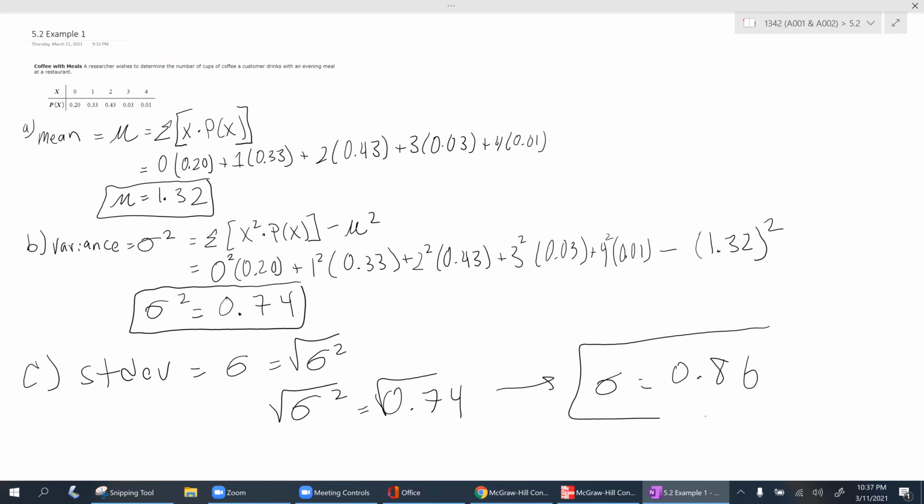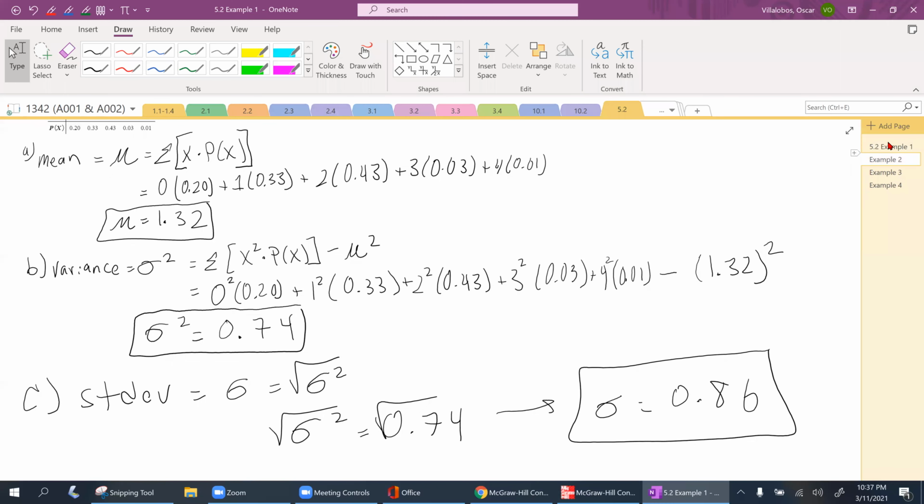0.86. That's how you go about this problem, right? Not so bad. So let's go ahead and follow another one. Let's do a second example.